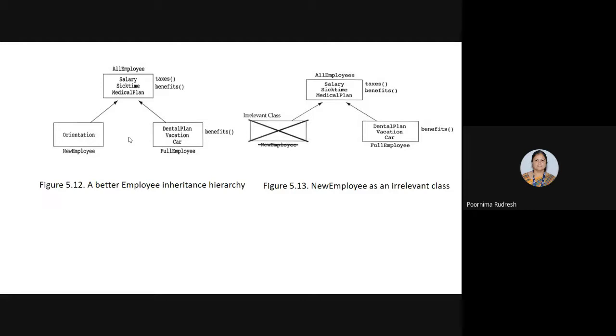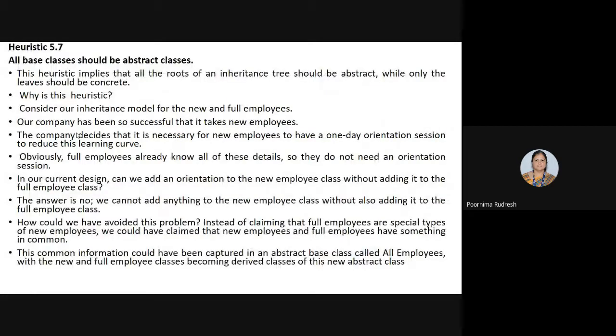So some say that the new employee class is required, and some say that the new employee class is not required and is treated as an irrelevant class, because it doesn't consist of any data members or methods, right? That type of class should be avoided in the inheritance hierarchy. So some developers will go for this type of inheritance hierarchy, and some developers will go for the other type. So whatever it may be.